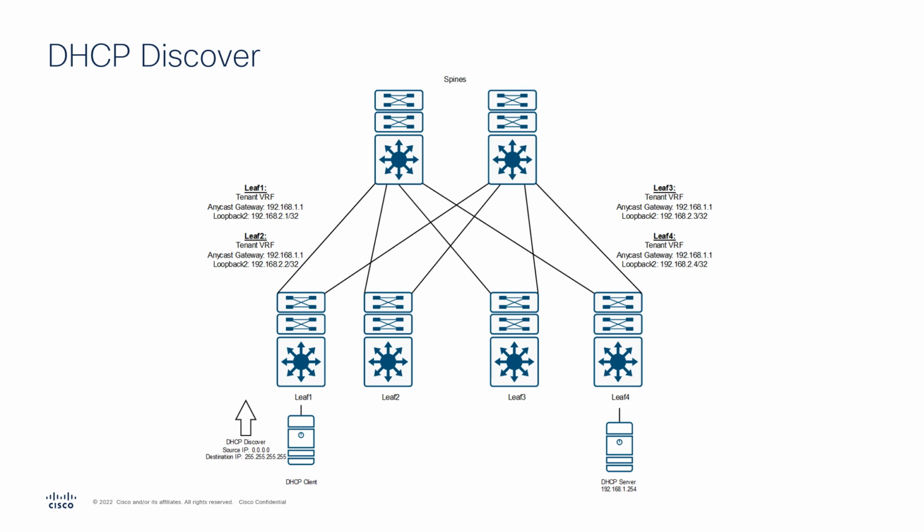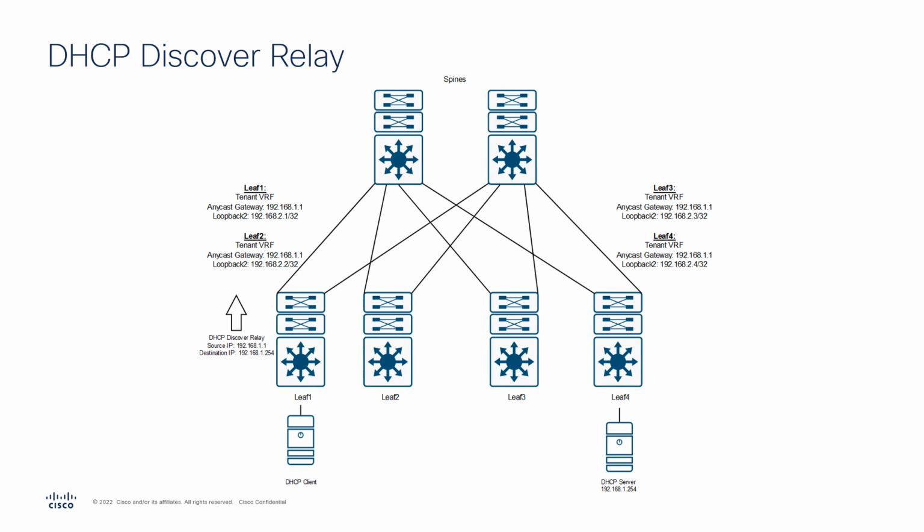The DHCP client will start off the DHCP process by sending out a discover. This is the first step in the discover, offer, request, acknowledge process, or DORA for short. It is sent out as a layer 2 broadcast with a source IP of 0.0.0.0 since the client has not received an IP.